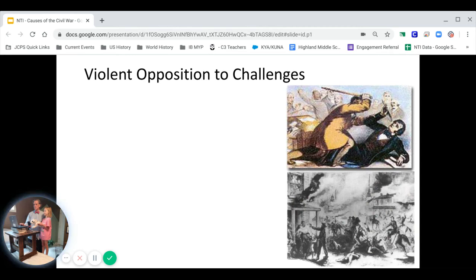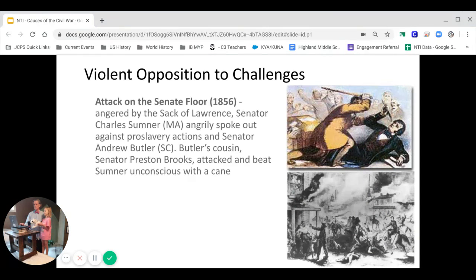So there's some violent opposition to some of these challenges. There was an attack on the Senate floor. We mentioned with John Brown the sack of Lawrence, which was basically when pro-slavery people came to Lawrence, Kansas, and destroyed big parts of the city. So the senator from Massachusetts, Charles Sumner, spoke out angrily against this and mentioned by name Senator Andrew Butler, and spent a lot of his time really saying terrible things about Andrew Butler.